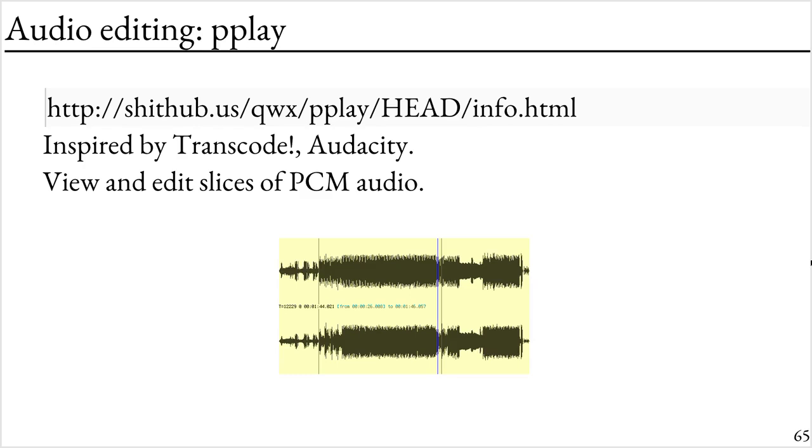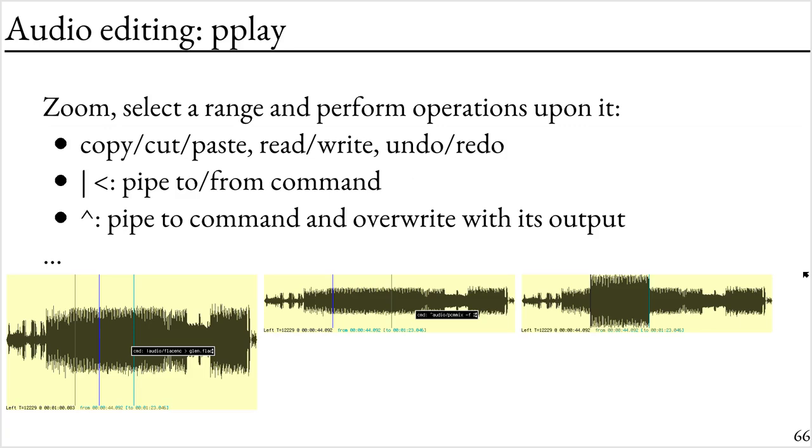Finally, for editing, there's pplay, which is something I've been working on for quite a while. It's similar in spirit to Audacity, and essentially lets you read a bunch of raw PCM audio, select ranges within it, and perform operations on them. So, for instance, you can zoom in and zoom out on ranges. You can copy, cut, and paste. You can change the contents of the range by overwriting them with the contents of a different file, or you can write them out. And there is infinite undo and redo.